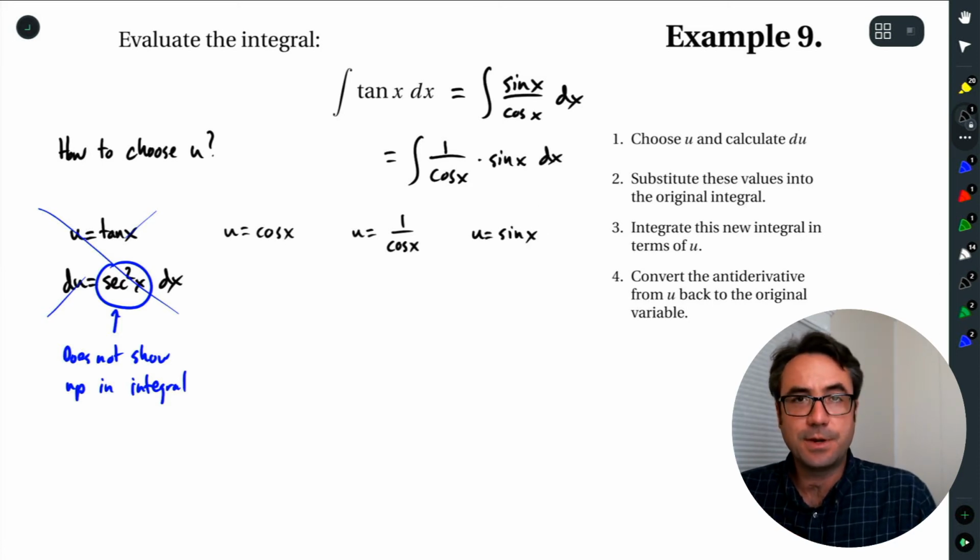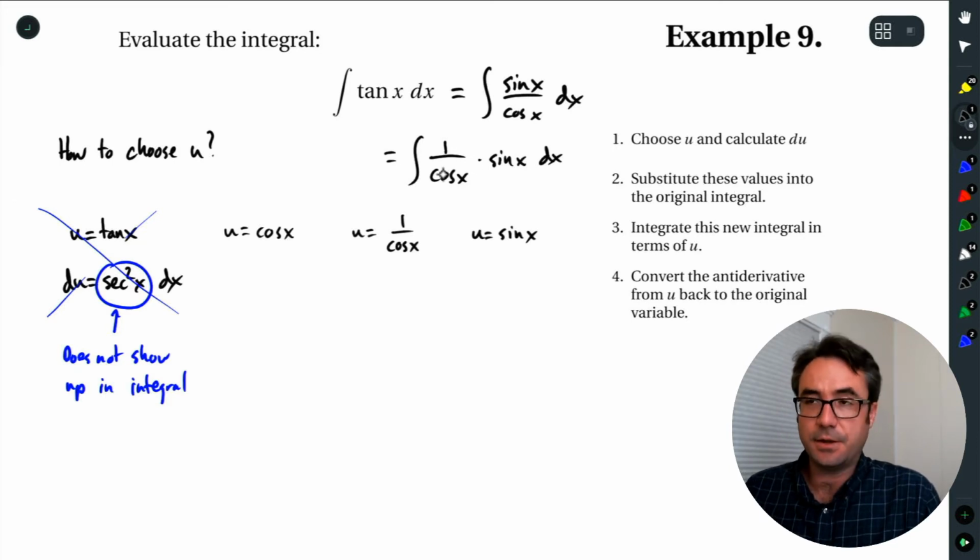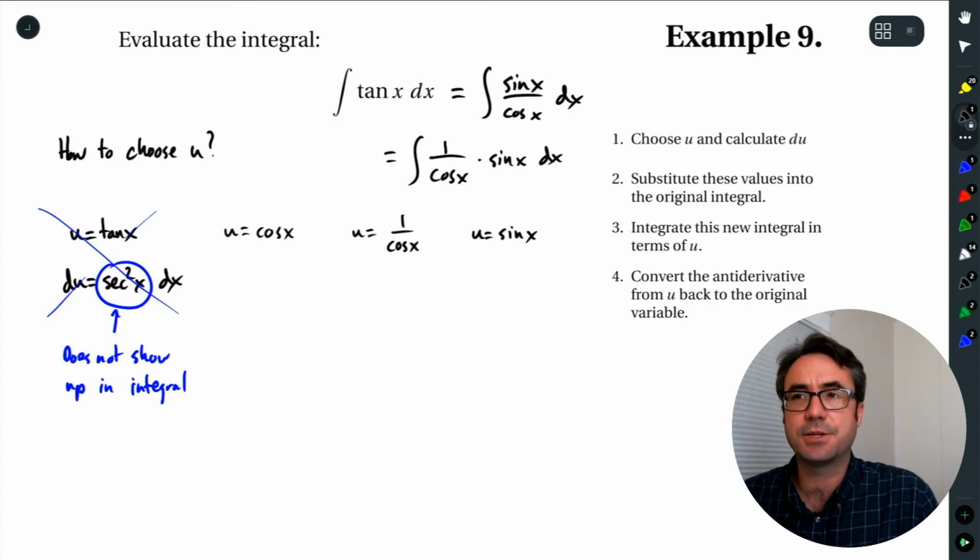So if you're not sure where to go, just look at all the different pieces of your function and think what u could be. What are all the pieces that you see? So I see a cosine x, maybe u is that. I see 1 over cosine x, well, maybe u is that. And I see a sine x. So let's actually try out the differential for each of these and see which one of them gives us the closest match.